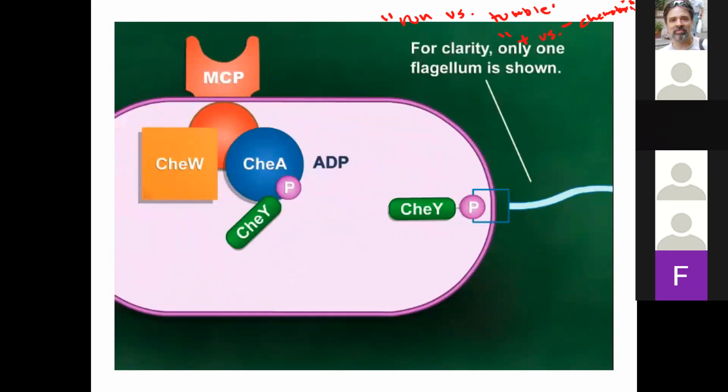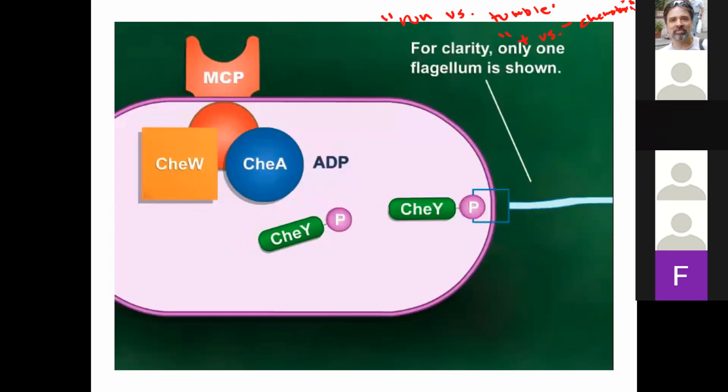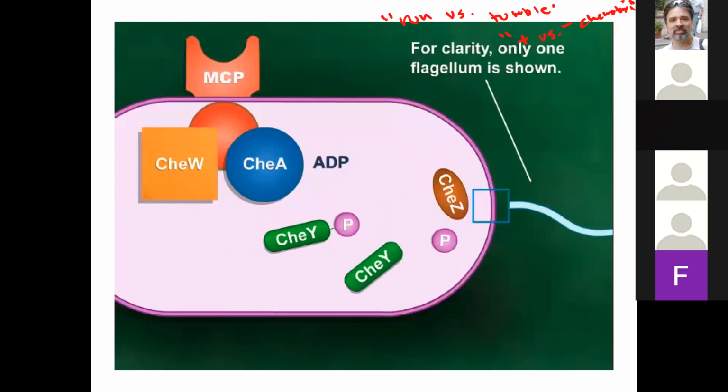KW is an adapter protein, mediating communication between receptors and KA. The phosphate on KY is continually removed by KZ. The short lifetime of phosphorylated KY means that the bacterium is very responsive to changes in attractant concentration.